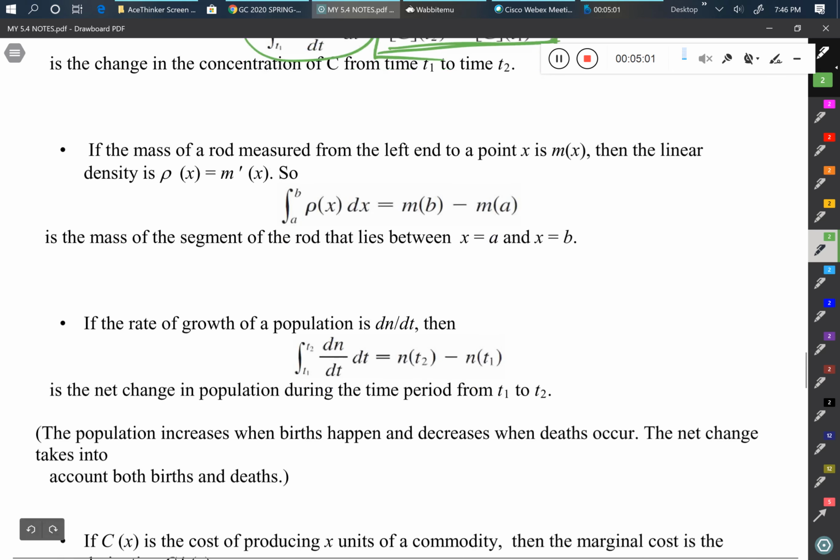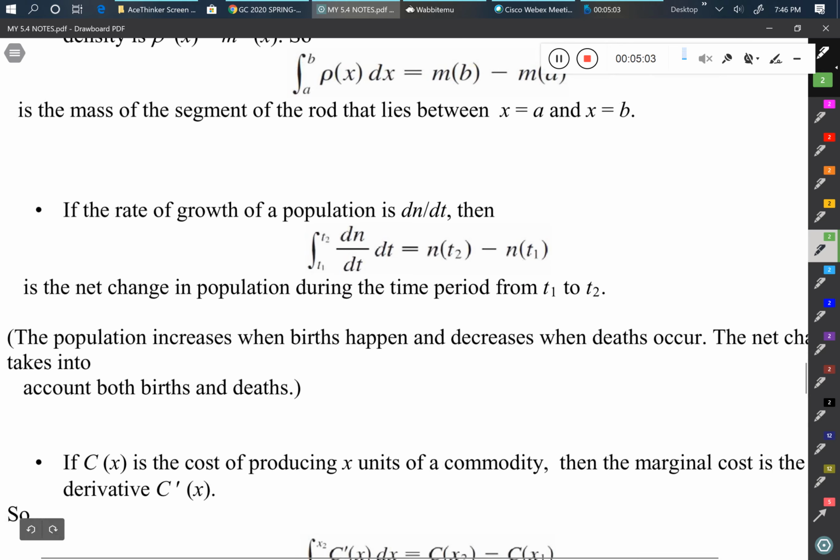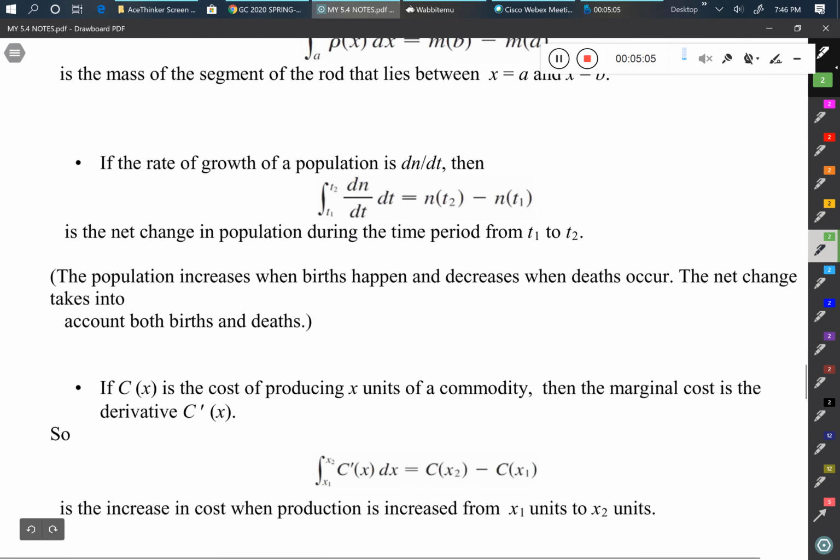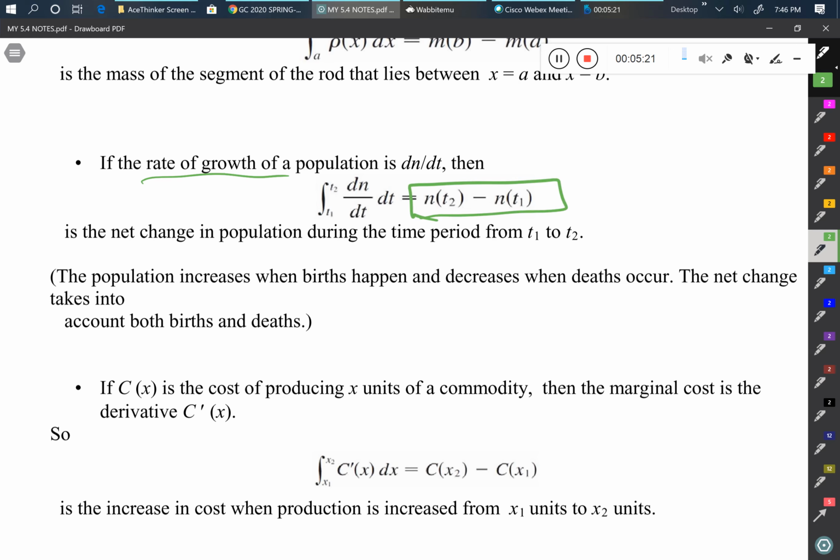Right? Population growth. I'll skip over the mass of the ride. It's not an easy one to talk about. If we knew the rate of growth of a population, if we know how fast babies are being born, if you take the integral of how fast babies are being born, the rate of change of the population, you get a change in population. Right? Integrate the rate of change of growth.